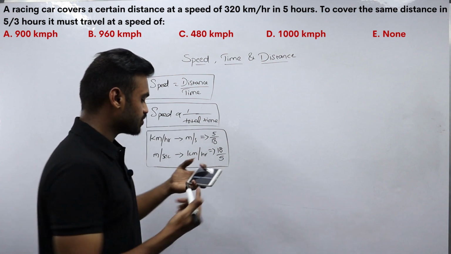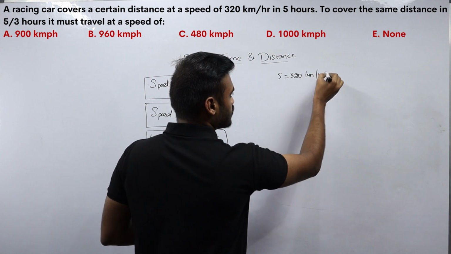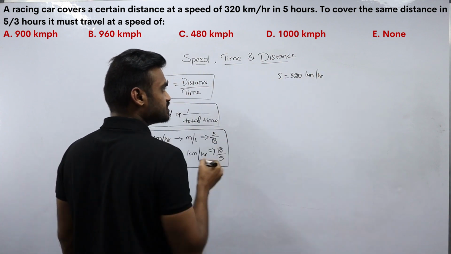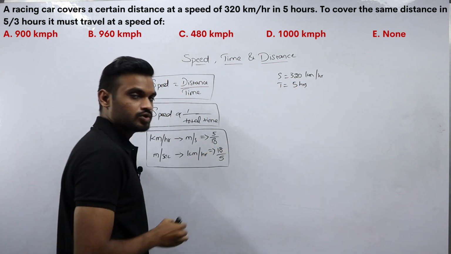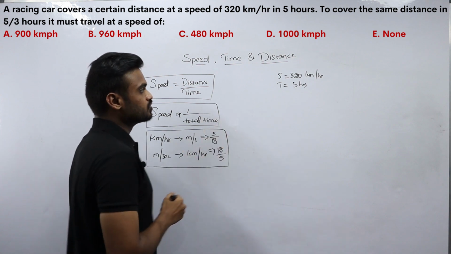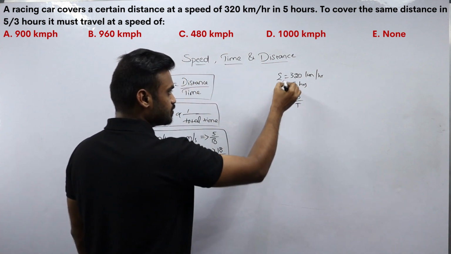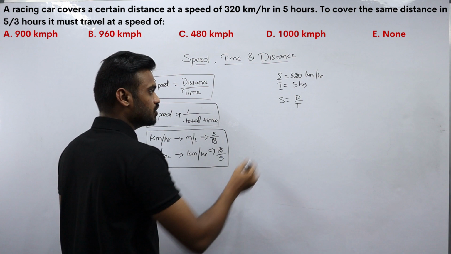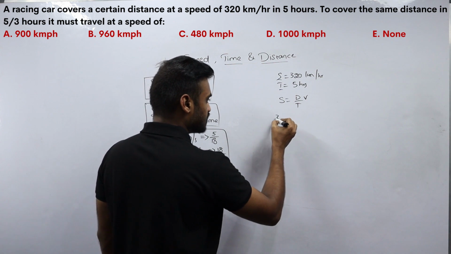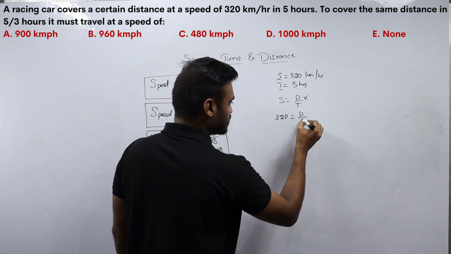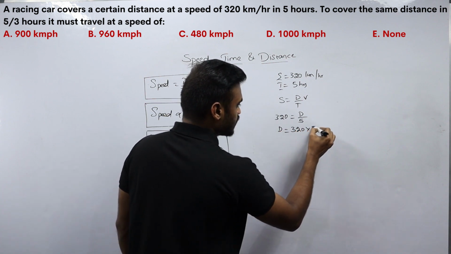See here, they have given the speed of the car equal to 320 km per hour. So the total time taken by the car to cover this distance is 5 hours. Now we know the speed and time, so we need to find the distance traveled by the car. From the formula we can write speed equals distance by time. So if I substitute these speed and time values in the formula, I will get the distance. So 320 equals distance by time, with time equal to 5 hours. So distance equals 320 into 5.